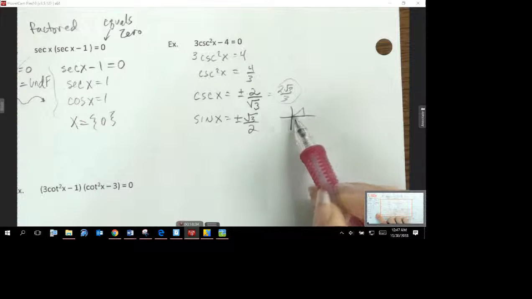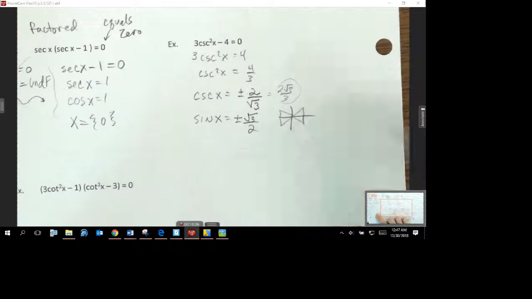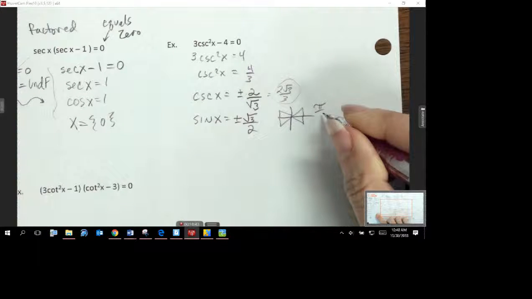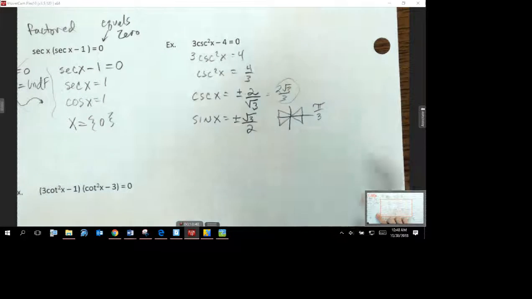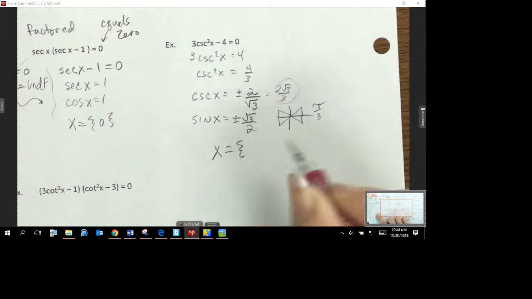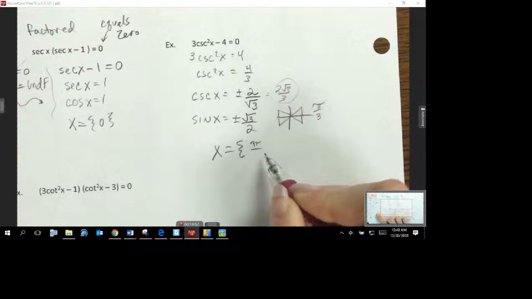So that's all 4 quadrants. I know it's not 30 degrees. It's 60, but that's going to be pi over 3. And then it's all the pi over 3s that don't reduce.